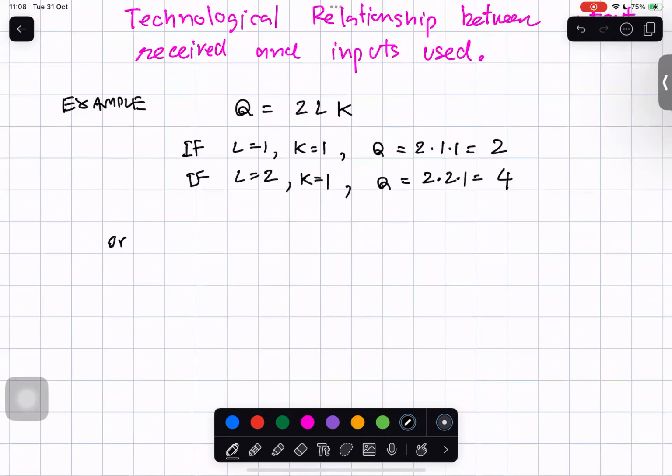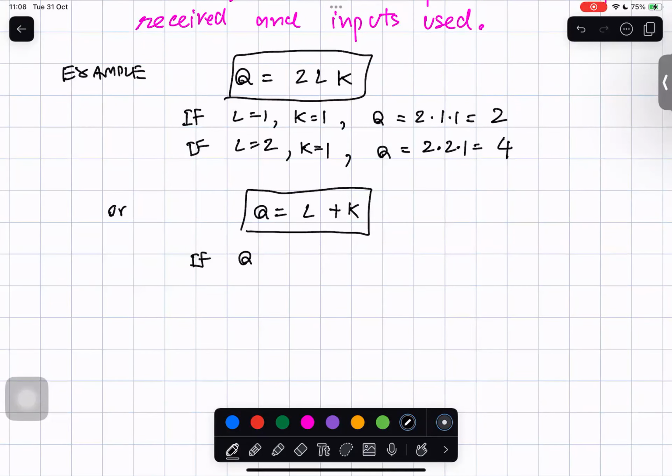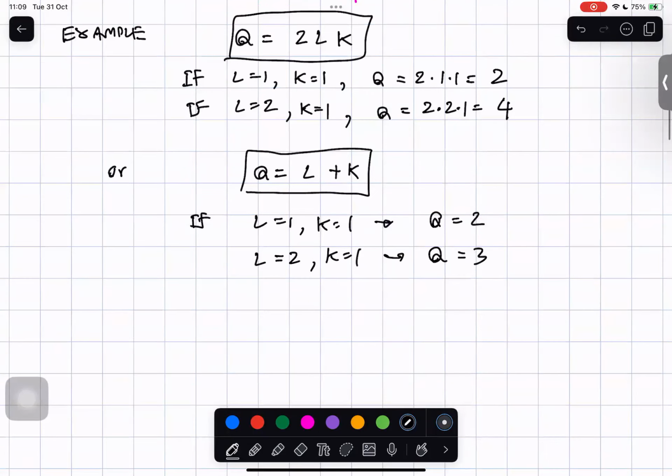Or another function. Another example, Q equals L plus K. One man, one machine get 2 cookies. 2 men, 1 machine, 3. 3 men, 1 machine, 4. Another type.